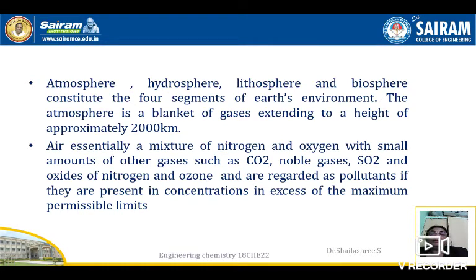Here, when we take the environment, what is this environment? The environment is made up of 4 segments: atmosphere, hydrosphere, lithosphere, and biosphere constitute the 4 segments of the Earth's environment. The atmosphere is a blanket of gases extending to a height of approximately 2000 kilometers. Air is essentially a mixture of nitrogen and oxygen with small amounts of other gases such as carbon dioxide, noble gases, sulfur dioxide, oxides of nitrogen, and ozone, and these are regarded as pollutants only if they are present in concentrations in excess of maximum permissible limits.